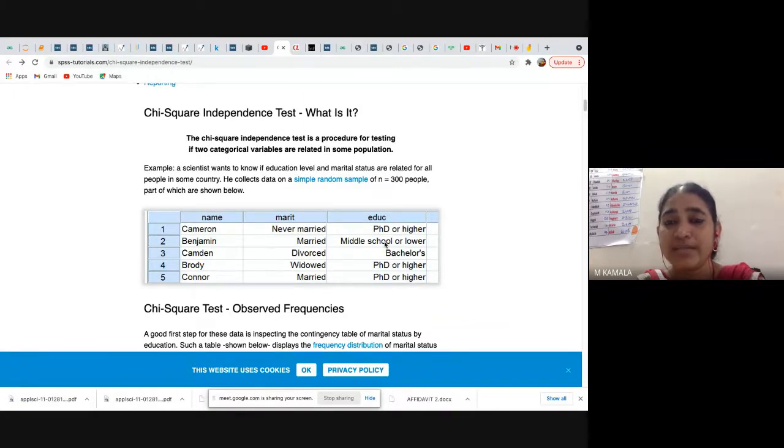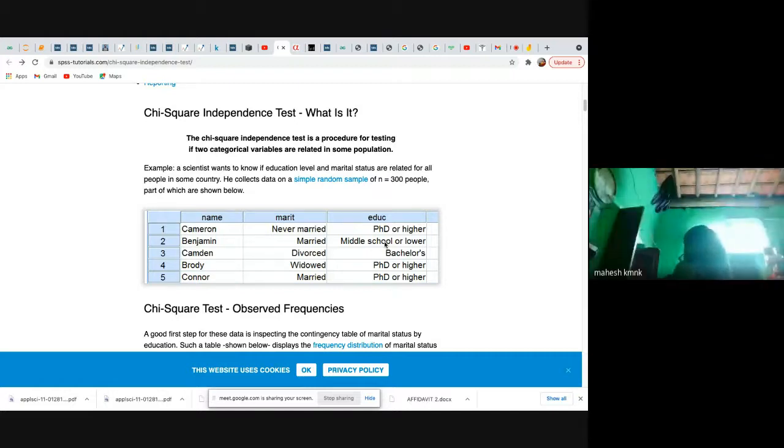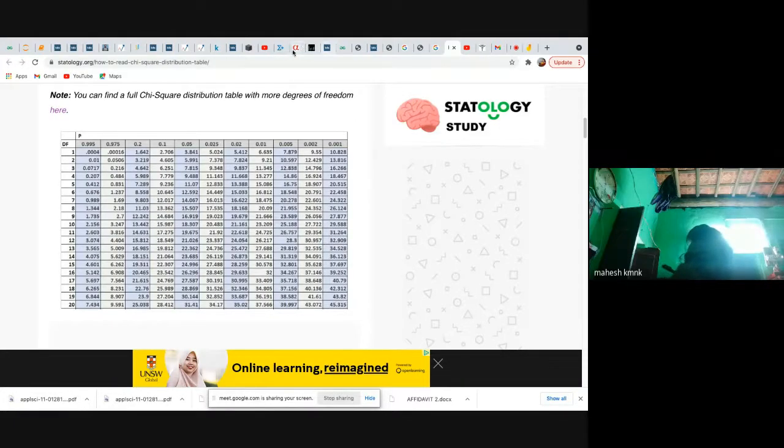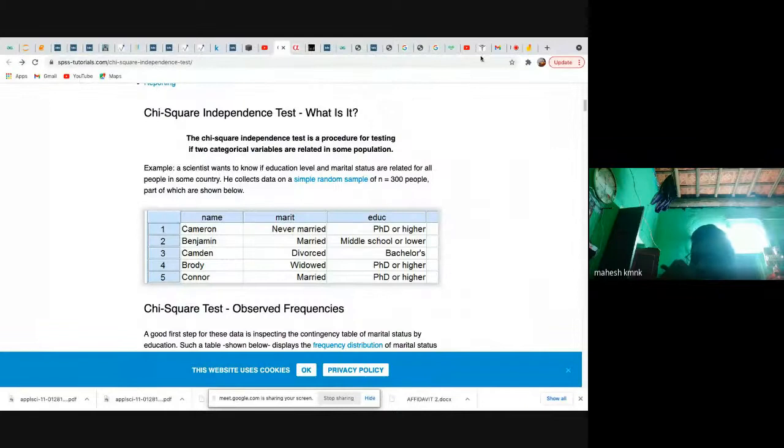Did you understand the problem? What we are going to find out? Someone tell me quickly, sir. Did you understand the problem? What we are going to find out? Did you understand? No, yes. Who did not understand? Okay, who didn't get it? Mahesh, Manoj, Mahesh, ma'am.